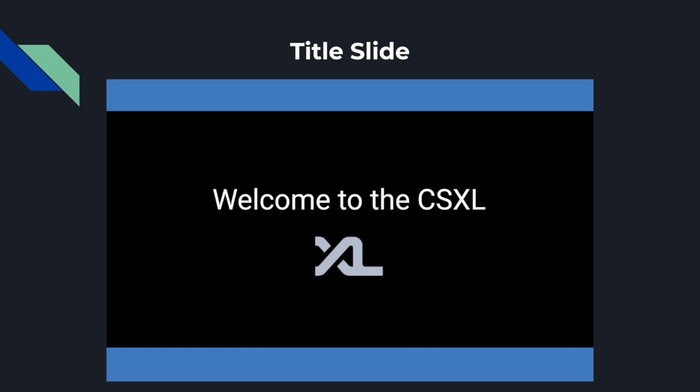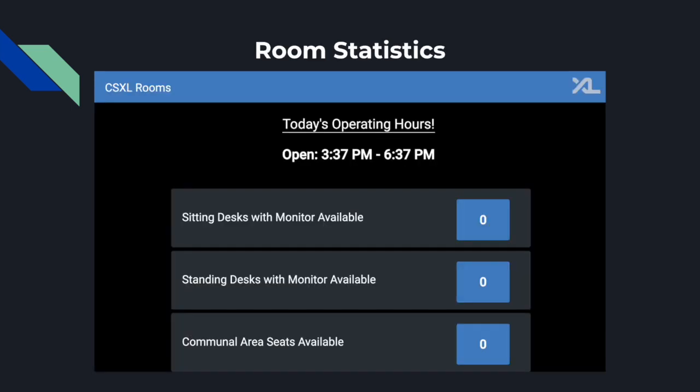So we start off with a basic title slide welcoming all visitors to the CSXL. And then we transition into our room statistics slide, which displays the operating hours for the day at the top. That's just fetched information from the CSXL. On top of that, we're able to display, in the drop-in section of the XL, the type of seats available and the current amount. It says 0 on the demo, but it does fetch that information every time the slide is called, and so it will update as seats open and close.